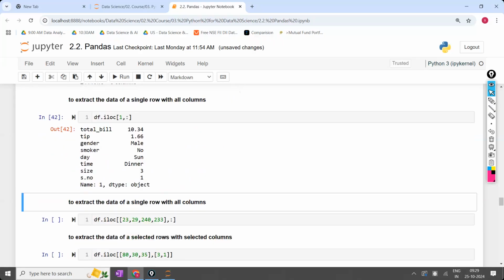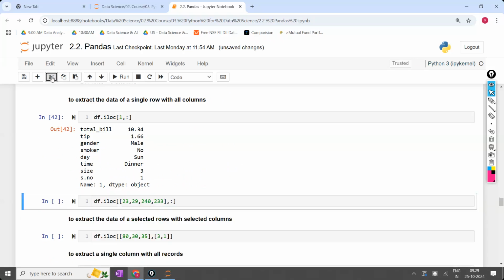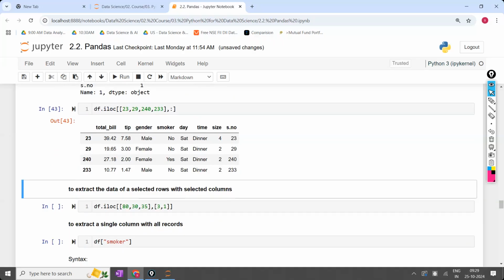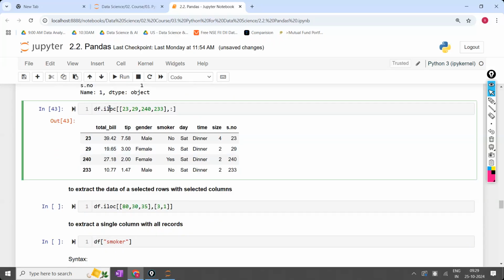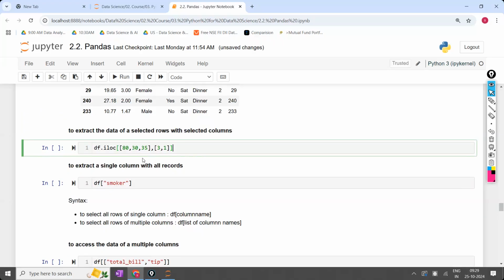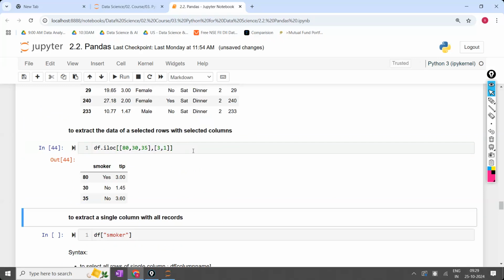For example, if you want multiple rows, instead of a single row, you are selecting the data of multiple rows as per your choice. For multiple rows, you write the list of row index numbers. If you want to use names, we have to use loc. Loc means it is considered as the name. iloc means it is considered as the index number. So like this you can extract selected rows along with selected columns. You write a list of rows and a list of columns, and then only those rows along with those columns will be selected.